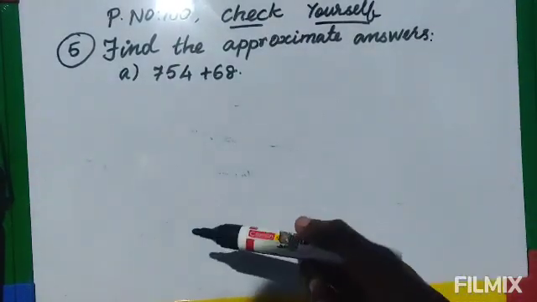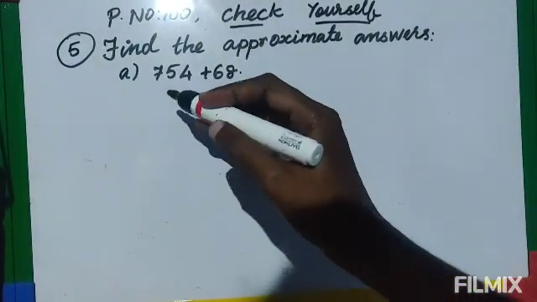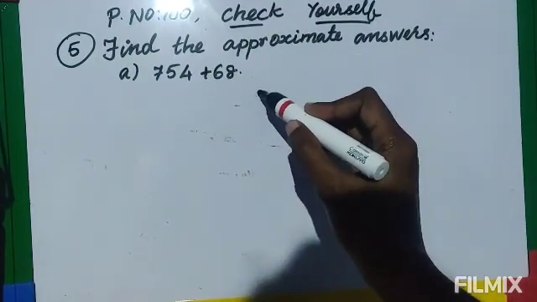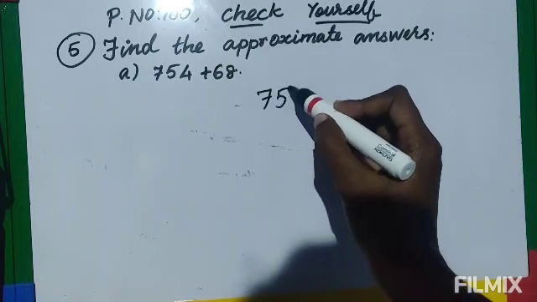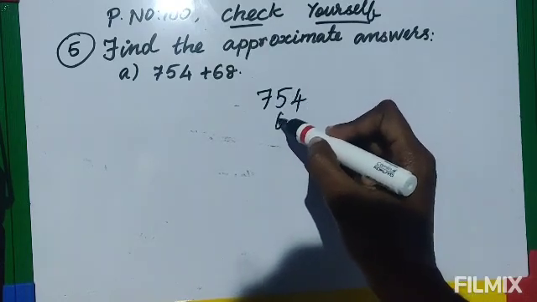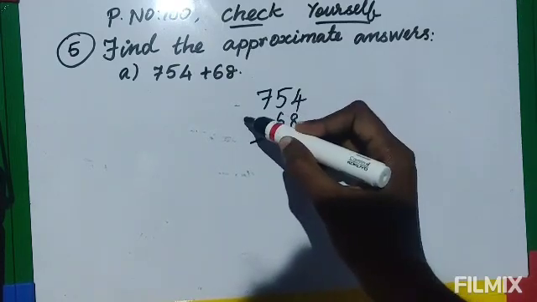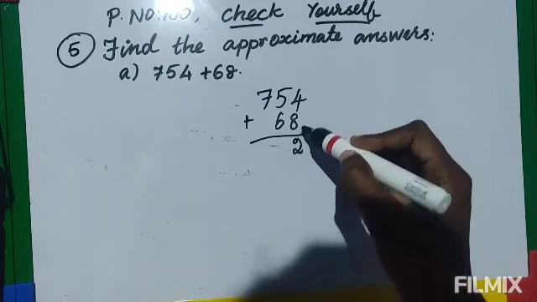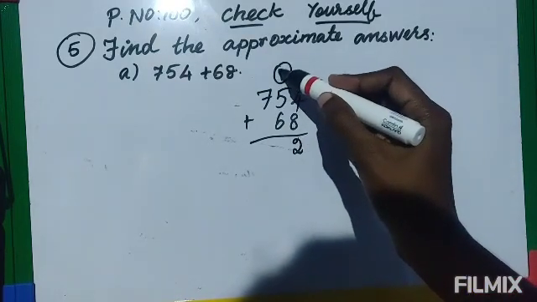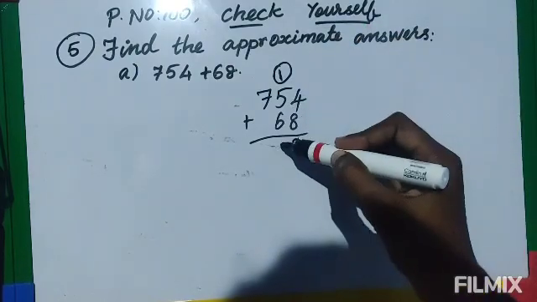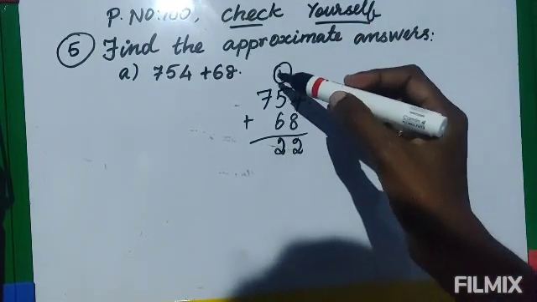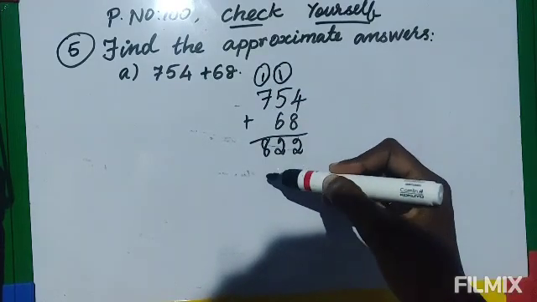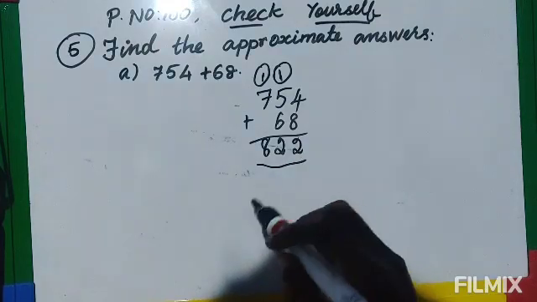I will do one so that the other things will be easy for you. For this number you have to find the approximate answer. To find the approximate answer, first you find the exact answer. This is addition, so add it now. 4 plus 8, 12. So 2 you will write here, 1 you will carry here. 1 plus 5, 6, 6 plus 6, 12. In 12, 2 you will write here, 1 you will carry here, 1 plus 7, 8. So this is the exact answer, the actual answer.